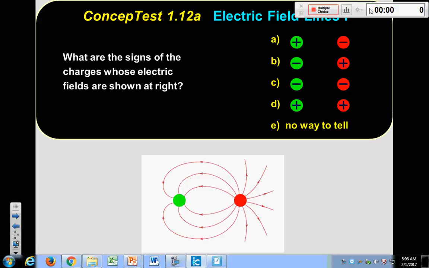What are the signs of the charges on the electric fields that are shown?